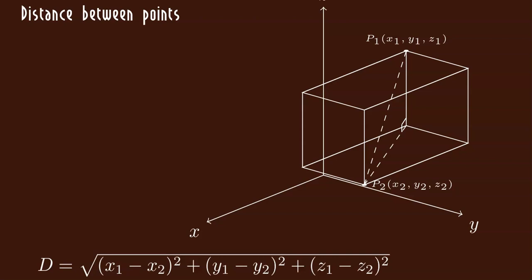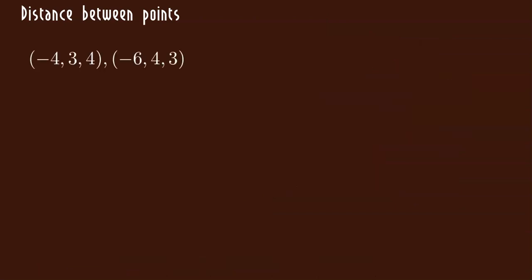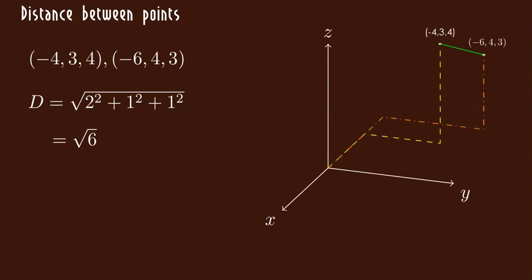So now that we have distance, let's try to find the distance between a couple points. Here's my first 2 points. Notice change in x is 2, change in y is 1, and change in z is 1. So my distance is going to be 2 squared plus 1 squared plus 1 squared, giving me the square root of 6. Let me try to plot those points. So the distance between those 2 points we know is the square root of 6.